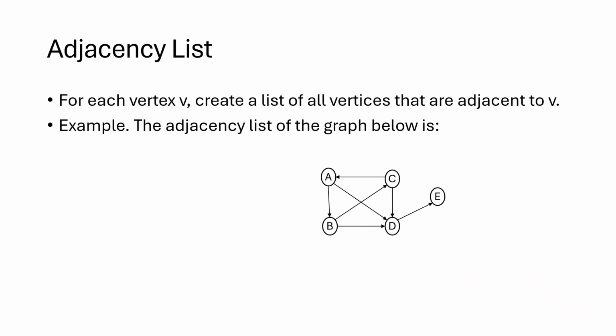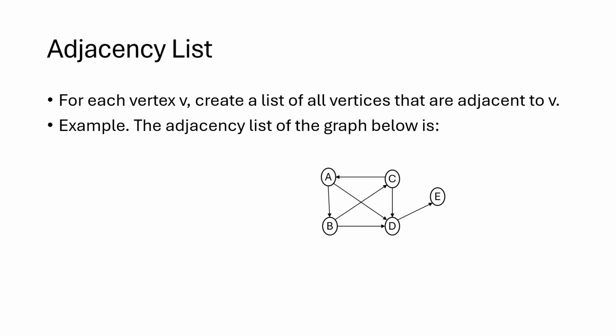Now, the second method is called adjacency list. And in this case, basically, we create a list for each vertex. And in that list, we write down all the vertices that there is an edge from our vertex to. Let me explain what I mean through this example. So we are going to have a list for A, another list for B. Probably I shouldn't write there.